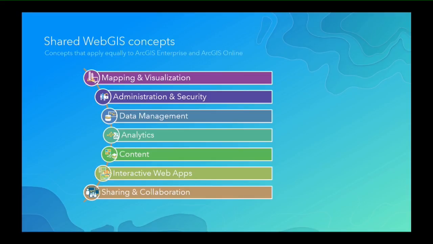We've got data management. So these are all the different layers that you can have and content in ArcGIS Online. So we've got hosted feature services. We've got tiled services in ArcGIS Enterprise. There's also dynamic map services. So there's a lot of different data that you can manage and use to visualize your data with or interact with in different web applications.